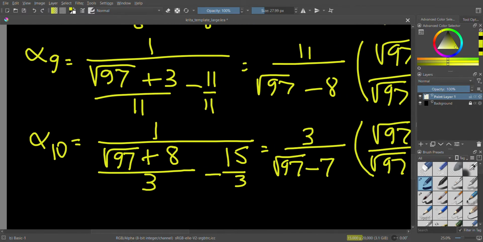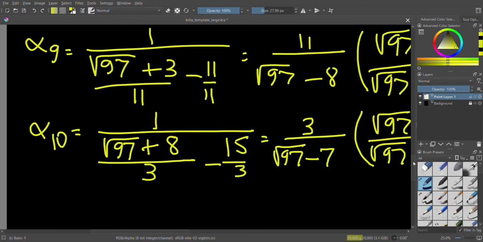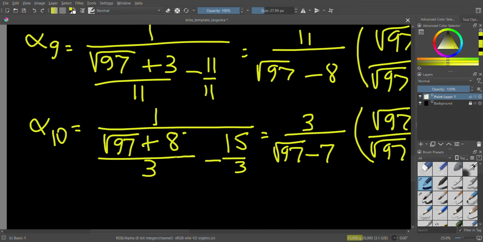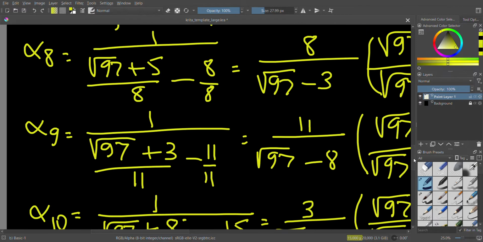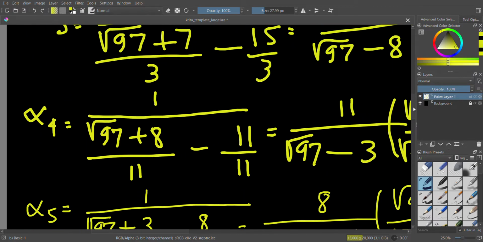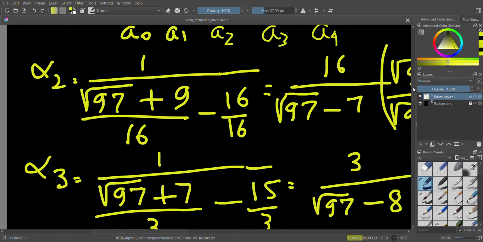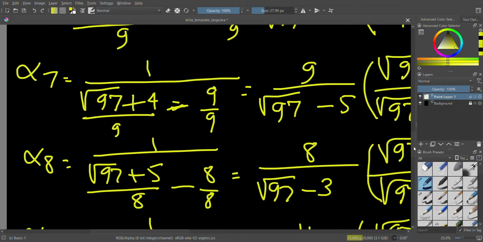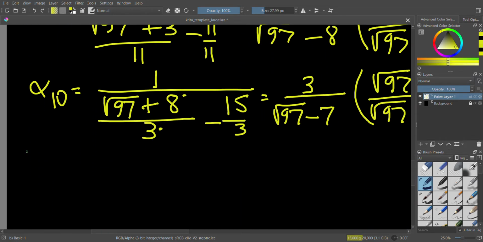Let's go do alpha 11. Notice that we have not seen any repetition. Let's just look at this number and this number, and I'm just going to read them out as I go up. 8, 3, 3, 11, 5, 8, 4, 9, 5, 9, 3, 8, 8, 11, 7, 3, 9, 16. So we have not gotten any repetition. So we're still figuring out. Of course, I already know the answer, but it's just something that you would check if you had done this yourself from scratch.